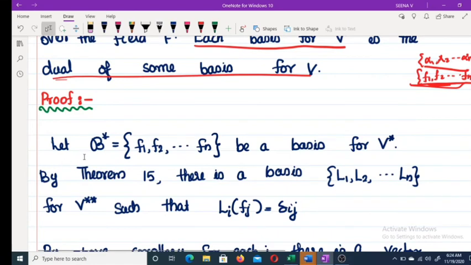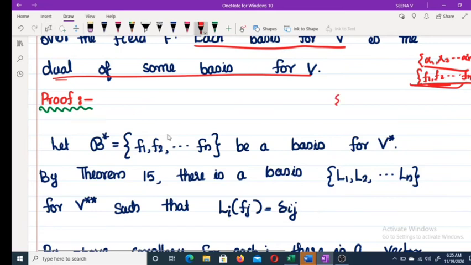Proof. Let B star equal f1, f2, ..., fn be a basis for V star. And we have to prove there exists α1, α2, ..., αn for which this is a dual basis. Now by theorem 15, here we are considering V double star. This is V star and we are considering V double star. So for this f1, f2, ..., fn, there exists a dual basis L1, L2, ..., Ln for V double star such that Li of fj equals δij.